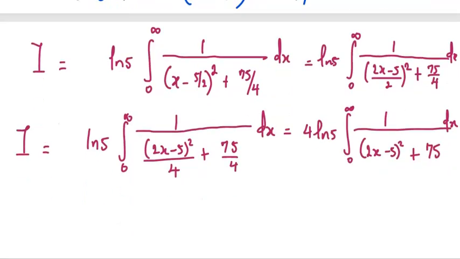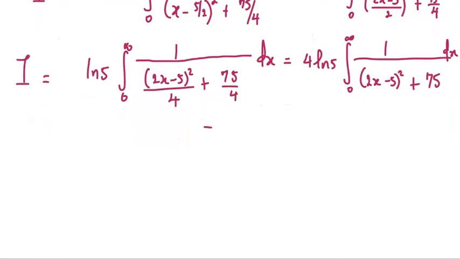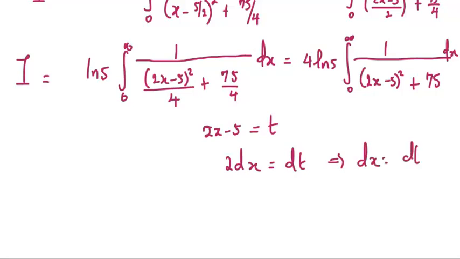Now let us go ahead and make our substitution. So we're going to let 2x minus 5 equals t. So 2 dx is equal to dt. So from here, divide both sides by 2, we see that dx is actually equal to dt all over 2. So therefore, our I is going to be equal to 4 ln of 5, the integral. Now, if x is approaching 0, t will approach 2 times 0 minus 5, which is giving us negative 5. When x is approaching infinity, t is absolutely approaching infinity, okay?